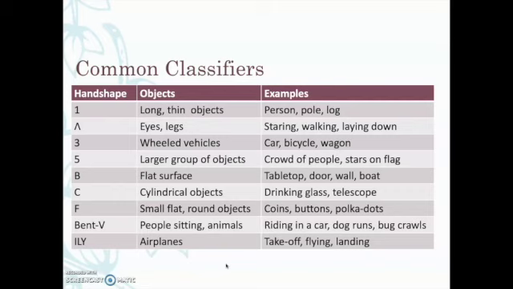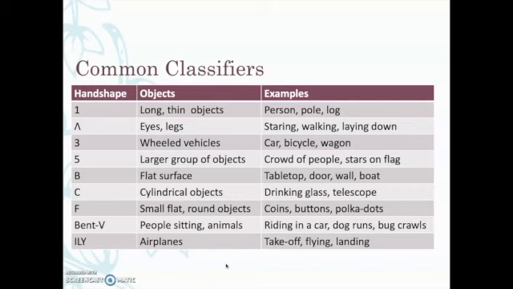5 is a large group of objects. Sometimes it's a 4, sometimes it's a 5, just depending on if your thumb's in the way. Honestly, that's the only difference. So like a big crowd of people or stars on a flag. B can be a flat surface. It can be a tabletop. It can be a whiteboard. It can be all sorts of things. The surface on top of a table.